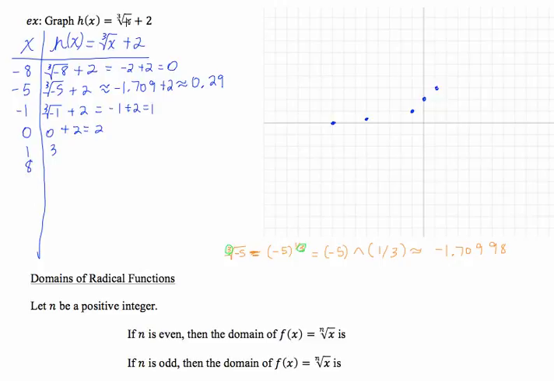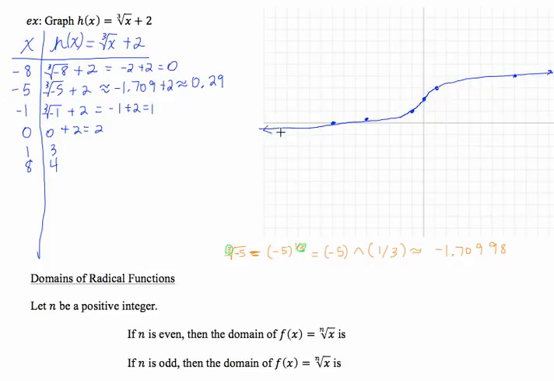Need to go to 8. 1, 2, 3, 4, 5, 6, 7, 8. 1, 2, 3, 4. Okay, so you can see kind of what it's doing. It's pretty flat. Looks like it's flat, flat, flat, and then it curves a little here, and then it kind of flattens out again. Now, it doesn't exactly go horizontal, remember. It does go down forever and up forever very, very, very slowly.